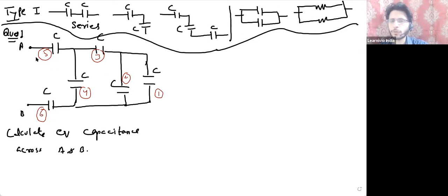Like if I start from this end, then this C, C, and C means 5, 4, and 6. Are they connected in series? You can use your mic now. Are they connected in series? No. There is branching. Can you say the full name? Like which? This capacitor number 5, capacitor number 4, and capacitor number 6.